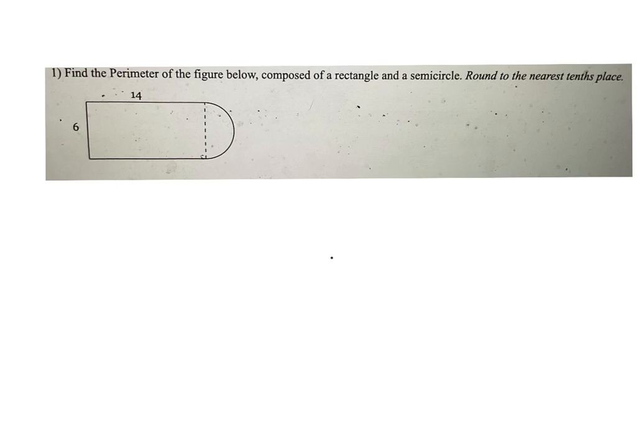Okay. Find the perimeter of the figure below, composed of a rectangle and a semicircle. Round to the nearest tenths place. So what perimeter means is it's the distance around the edge of the shape. So how much is that?